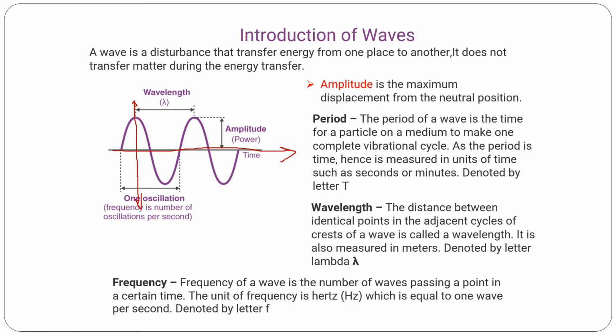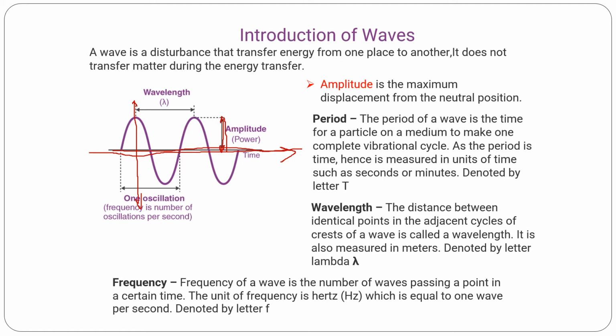Amplitude is the maximum displacement from the neutral position. From this wave we can see this is the maximum length, the maximum displacement from the neutral position. This is our neutral position, and from this neutral position, this is the maximum amplitude. This is called the amplitude.